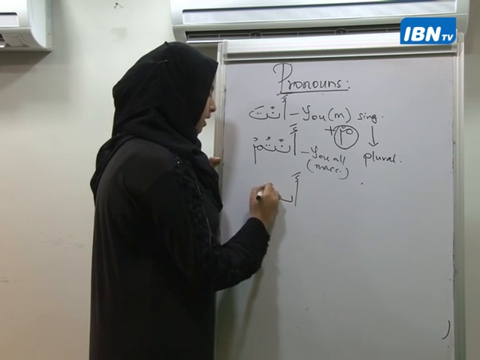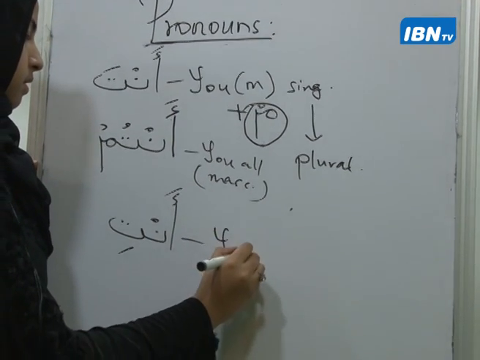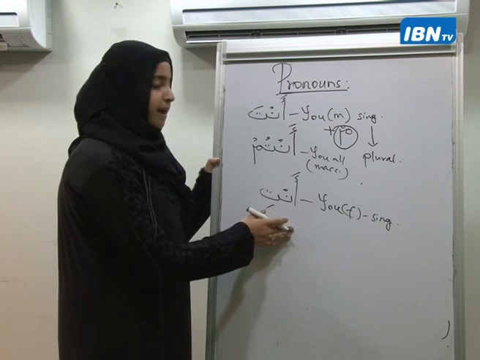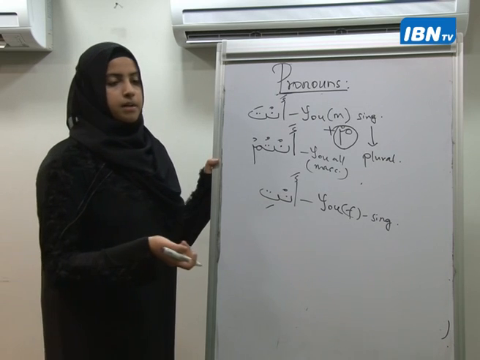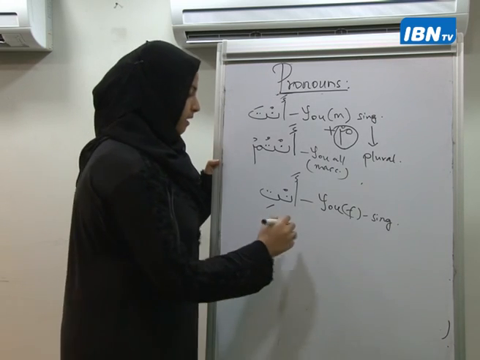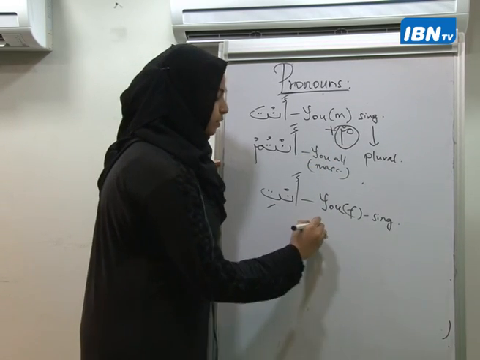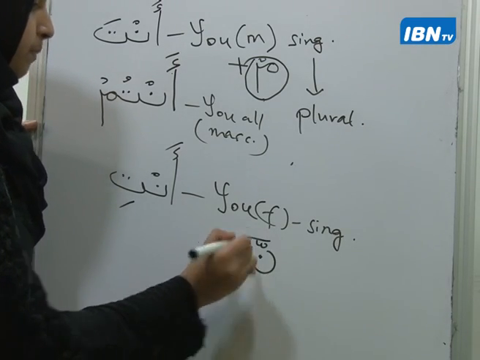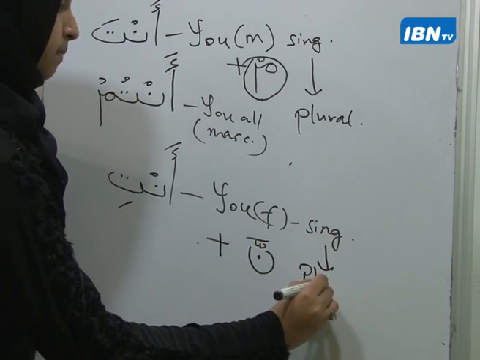So I have anti. Anti means you female, singular. Right. So I want to change this into a plural. I want to say you all female. So I'll say antunna. Okay. So what am I going to do here again? I'm going to add another letter. It won't be similar to this. I'm going to add a noon shadda with a fatha there. So I've converted this singular into plural.